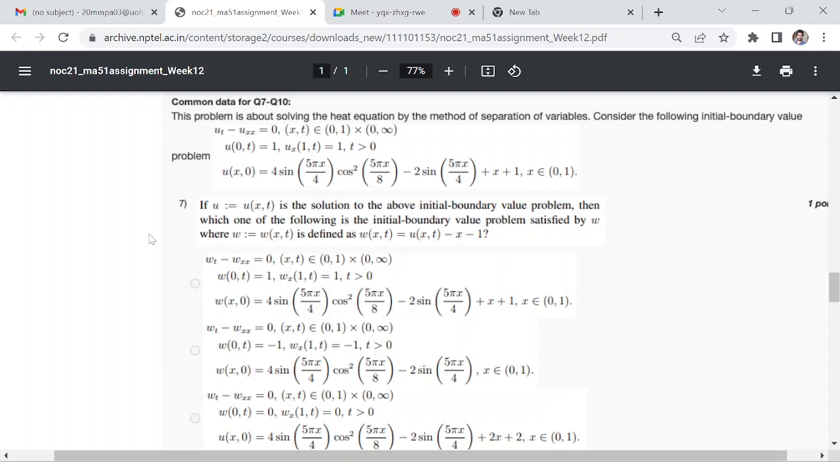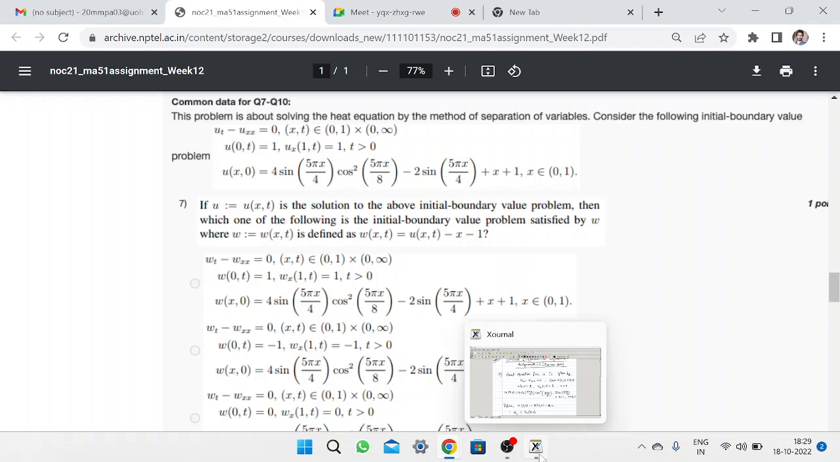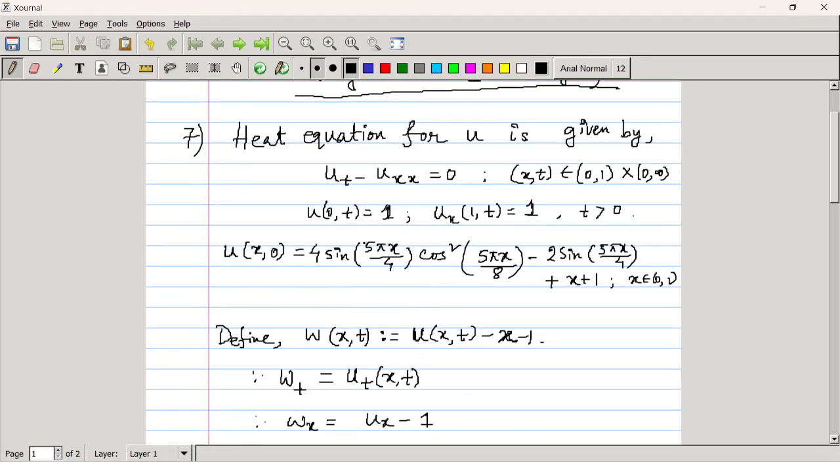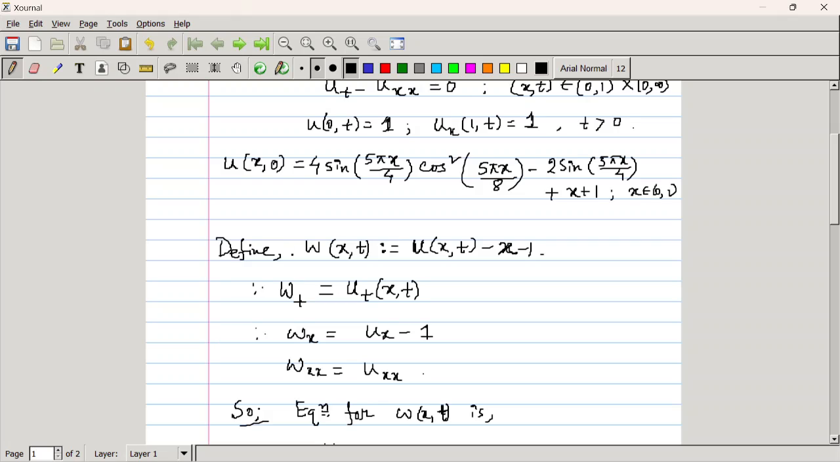So what question number 7 tells is that you have to find, they are giving some transformation. Let u be the solution of the above problem, then which one of the following is the initial boundary value problem satisfied by w, where w(x,t) equals u(x,t) minus x minus 1. So what I did is that I wrote the equation for u first. Now w is defined by u(x,t) minus x minus 1.